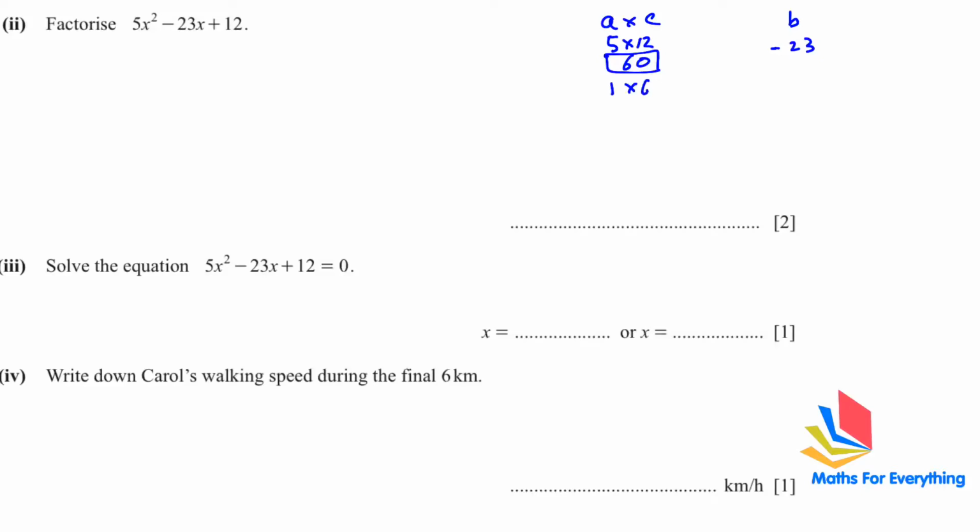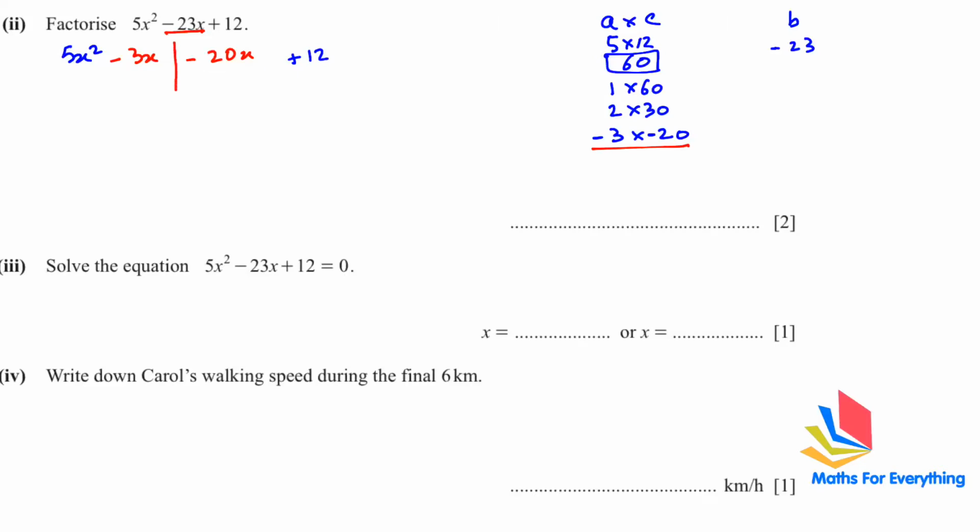So 1 multiplied by 60, 2 multiplied by 30. Keep looking for what will give you 23. 3 multiplied by 20. Okay, we got our numbers. When you have negative 3 multiplied by negative 20, you will get positive 60. And when you add them, you're going to get negative 23. So when you're factorizing, the first and the last, you write the numbers like this. And then in place of negative 23x, we are going to write negative 3x and negative 20x.